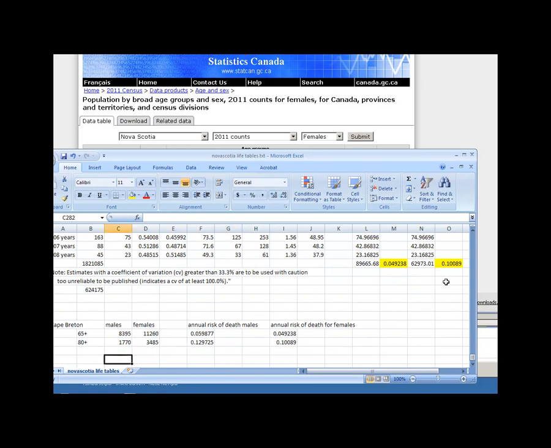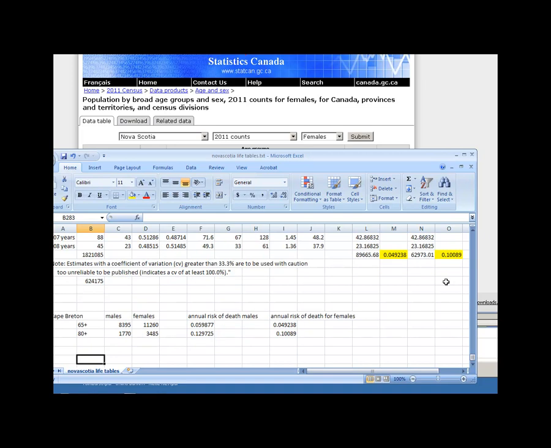So here's the way it works. These are 15 years apart, right? The difference between age 65 and 80 is 15 years. So I'm going to do a 15-year projection. So we're going to start with 8,395 males.